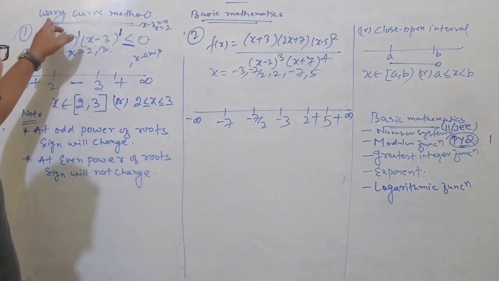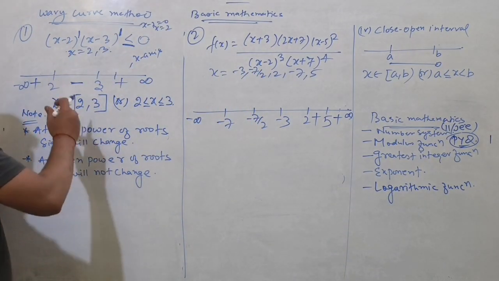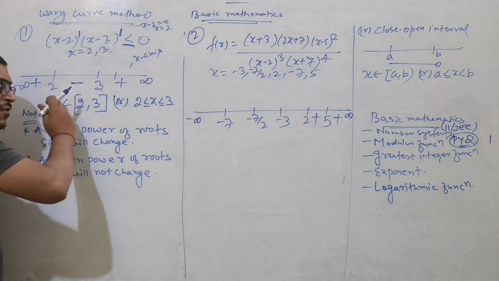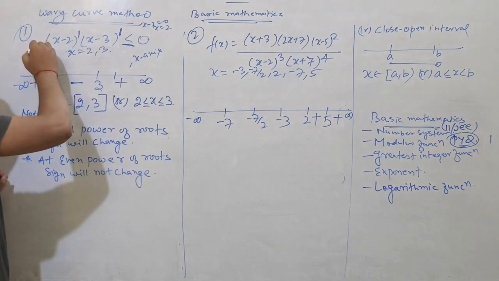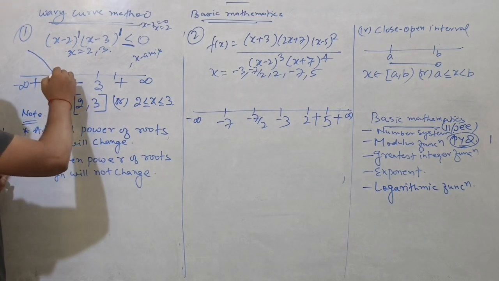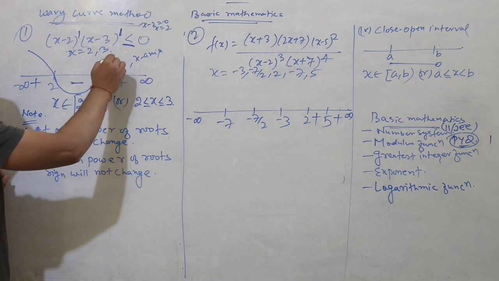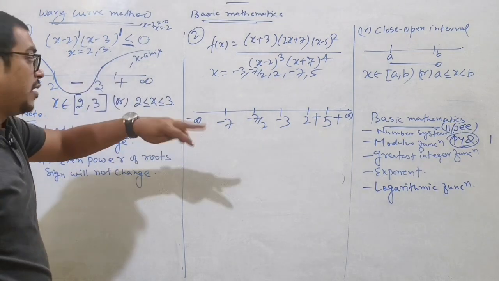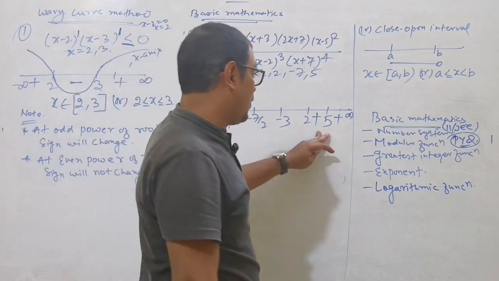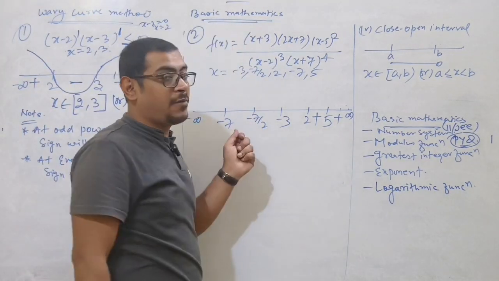Why is it called the Wavy curve method? Because just see, below the x-axis is negative y-axis, above the x-axis is positive y-axis. So it comes from here, then goes down, then goes up and up, because there is no down here. Now first we will mark the signs, then we will draw the wave.